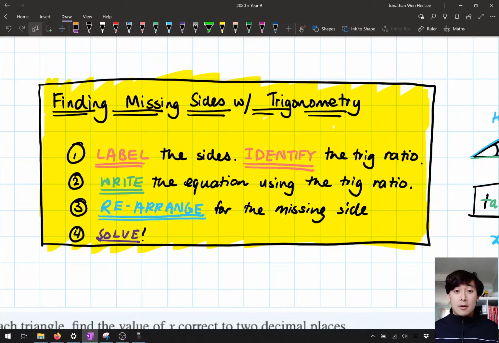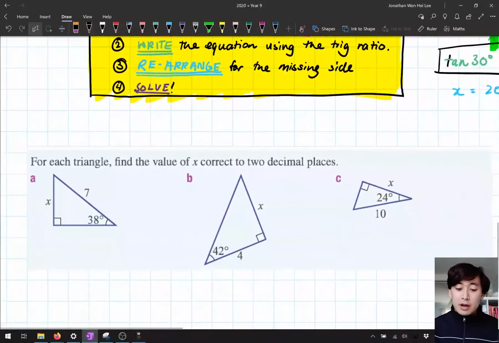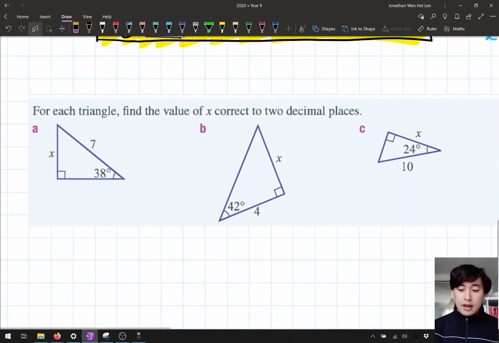What I'm going to do now is go through a few examples with you just to show you how we apply these steps. So let's apply these steps together. Let's have a go. Okay, so we have 3 questions here. Let's go through the first one, A.